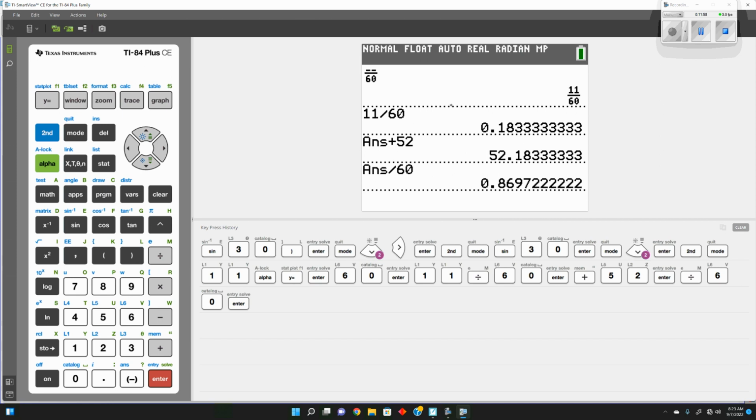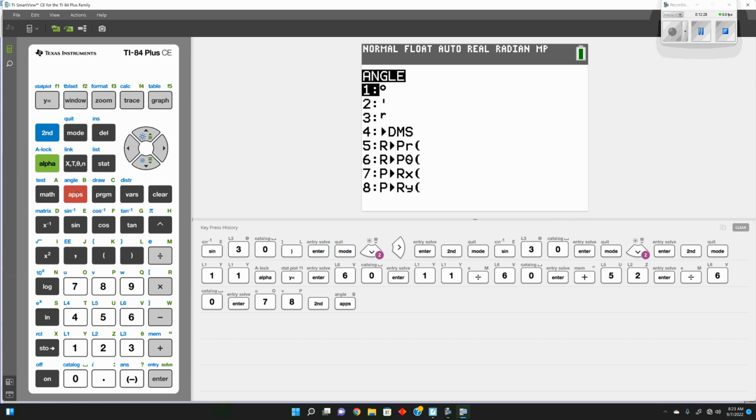Now these calculators are pretty interesting, aren't they, with what they can do. Let's learn something new. 78. Because what is the angle we're talking about? 78 what? Degrees, yes? Right above the apps button, the one that says APPS, what does it say in blue? Angle, yes? So to select anything that's in blue, we can hit second and select that there. Well, the first one's our degree marker, isn't it? So I can hit enter.